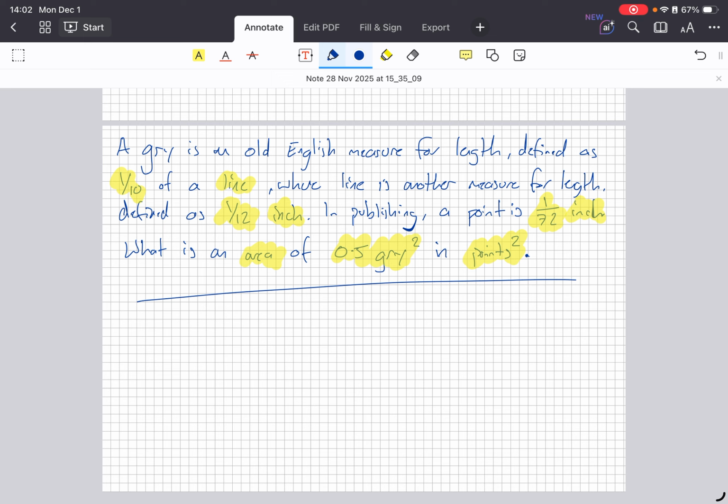So let's just write down the relationships so that we have them all at our disposal. So we have that 1 grai is equal to 1/10 of a line. That's the first one. We have that 1 line is equal to 1/12 of an inch. And we have that 1 point is equal to 1/72 of an inch. Okay, and then we're asked to convert this 0.5 grai squared to points.